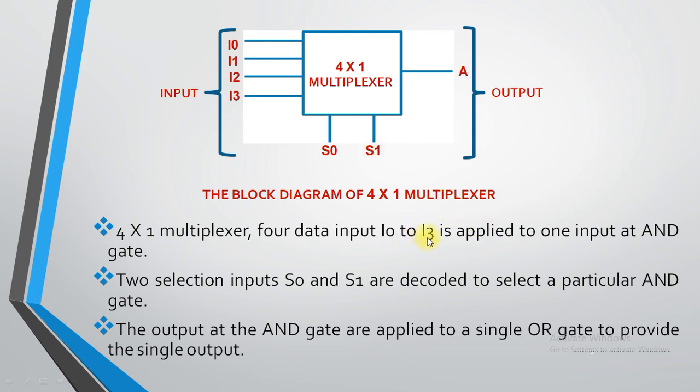I0 to I3 are the input lines which go inside the AND gates. With the AND gates we need to draw selection lines S0 and S1, which are responsible for selecting a particular AND gate. The output of each AND gate is input to the OR gate and finally a single output is provided.